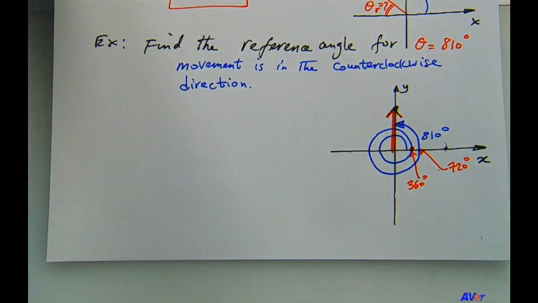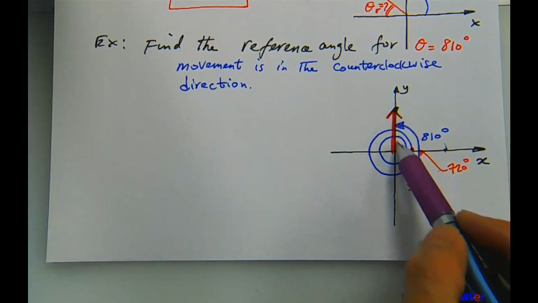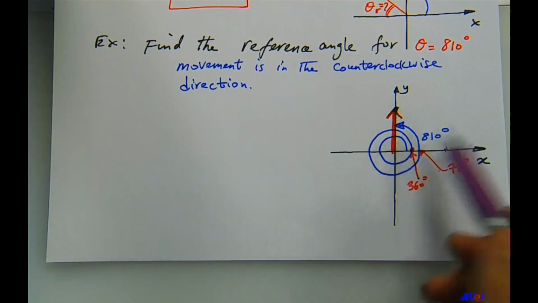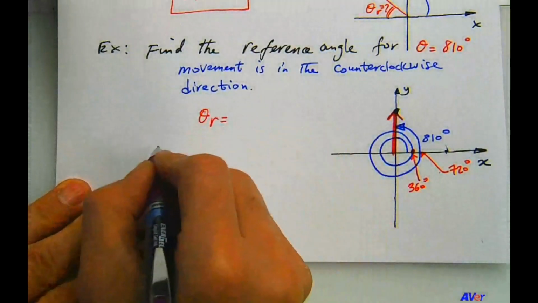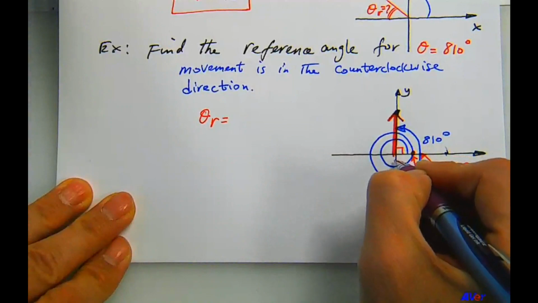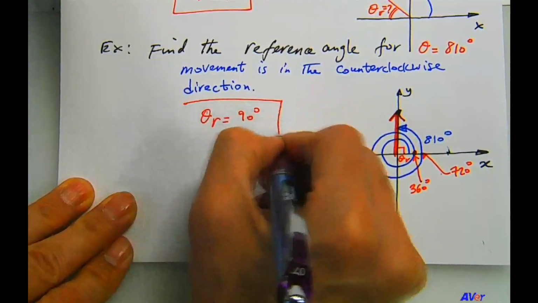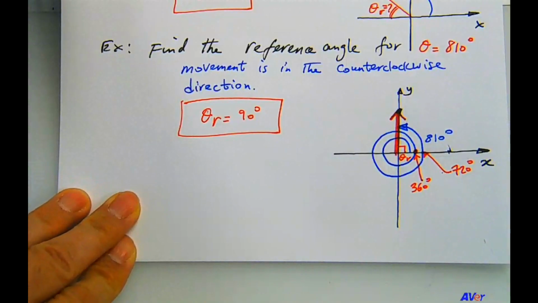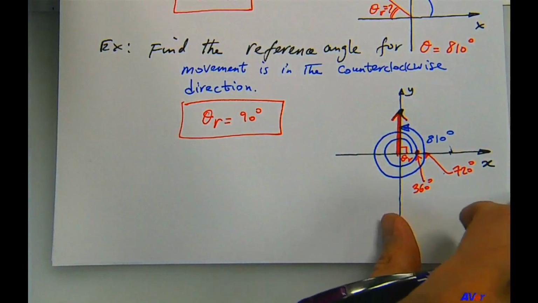So what is the reference angle then? Well, the reference angle is the positive angle between the terminal side and the x-axis, which is 90 degrees. So theta r in this case is equal to 90 degrees. Okay, let's do one more.